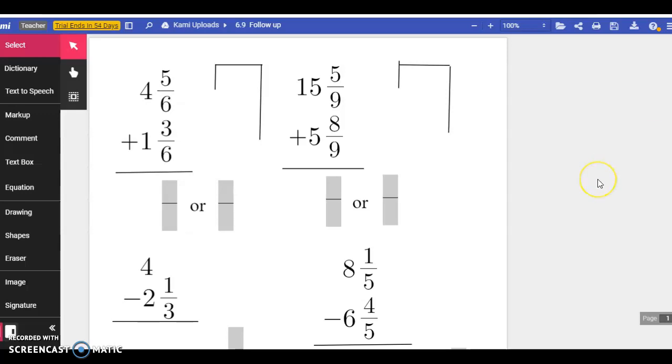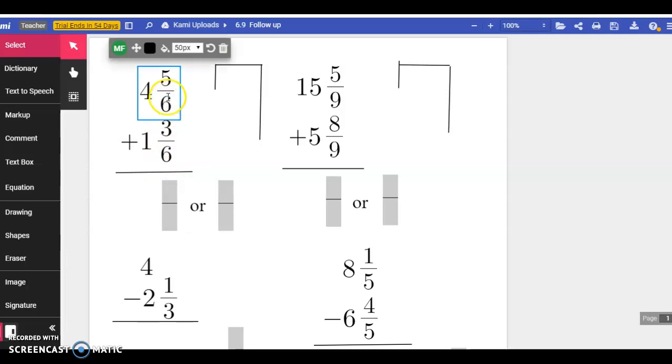Hi boys and girls, today we're going to review adding, subtracting, and multiplying fractions. First thing we're going to do over here, we're going to add mixed numbers. So we have 4 and 5/5 plus 1 and 3/5.